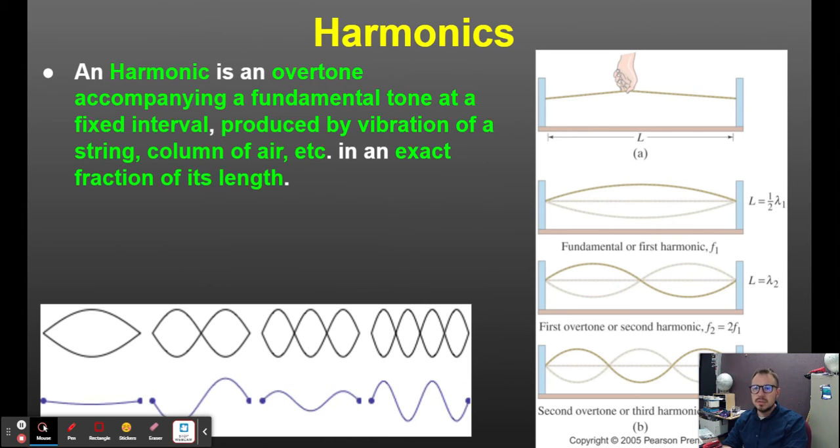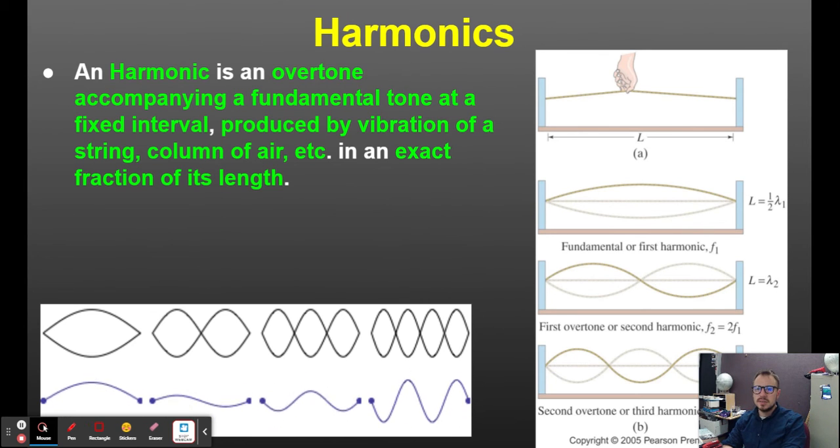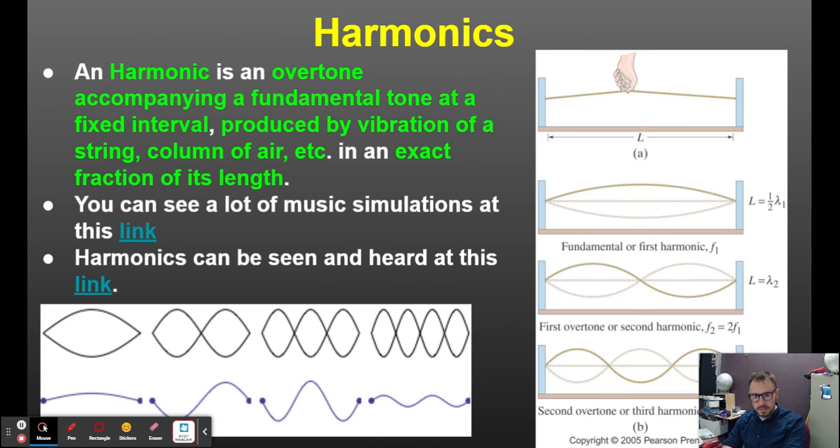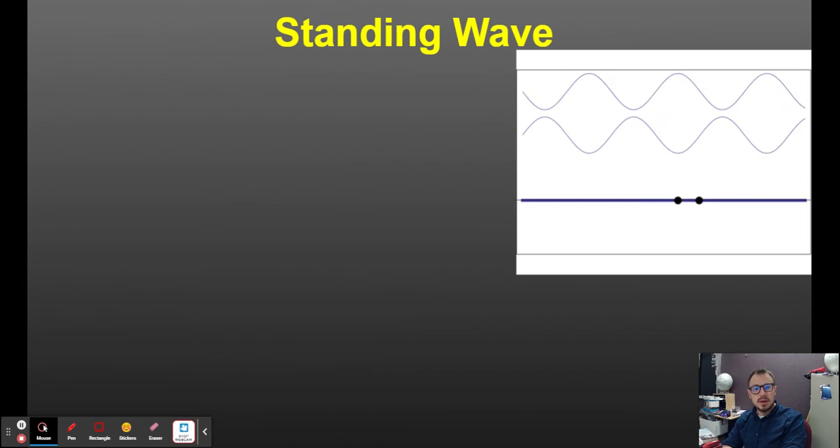Then harmonics is an overtone accompanied by the fundamental tone at a fixed interval, produced by vibration of a string, column of air, etc. It's an exact fraction of its length. All right, so harmonics are a little bit different. We didn't go over that too much, but it's just a fraction of that wavelength.